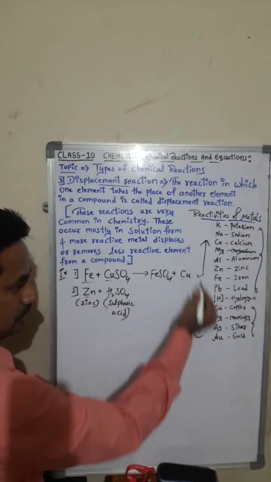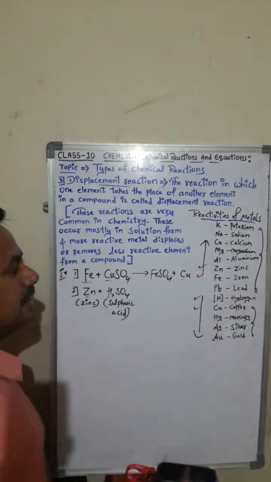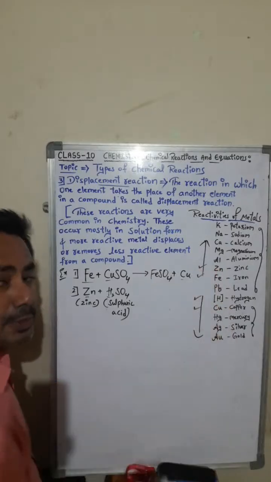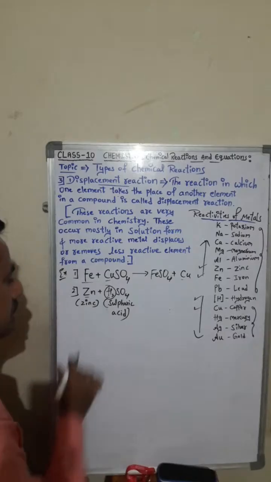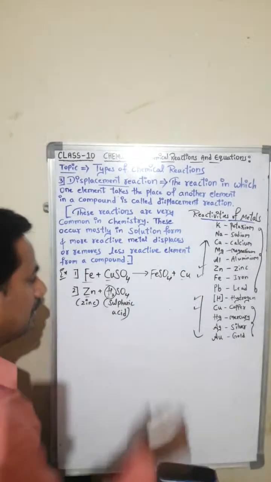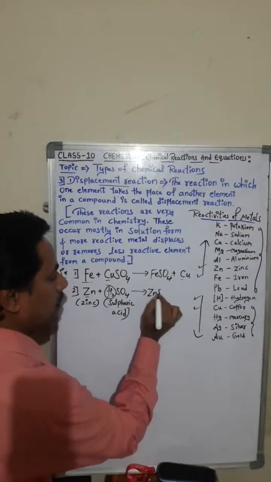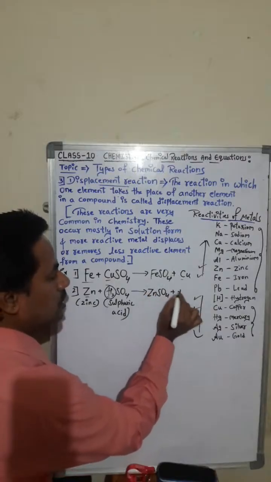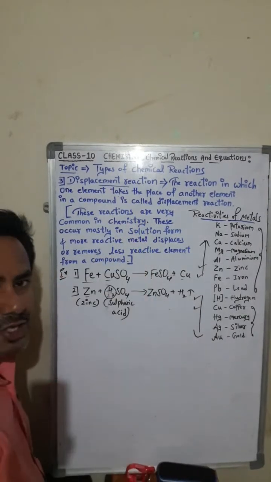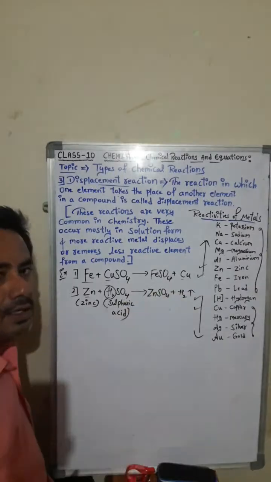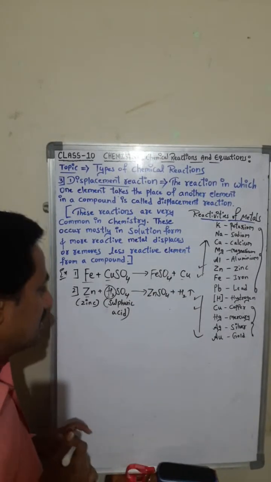See here. Hydrogen's place is here. The zinc's place is here. So zinc automatically displaces hydrogen. So instead of this hydrogen position, what will come? Zinc will come. So what happens in this reaction? ZnSO4 and hydrogen gas will be liberated, students. This is the symbol of liberation. For gases, generally, we have to put the symbol like this because they liberate gases.